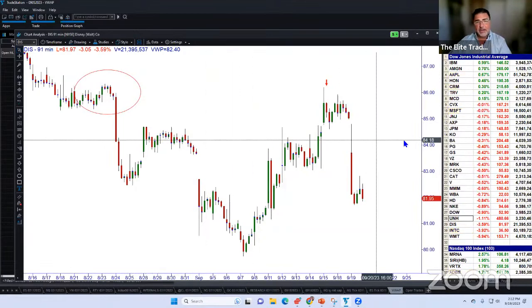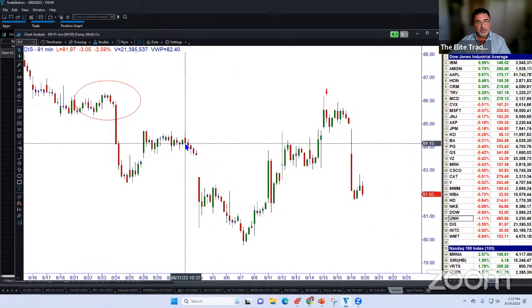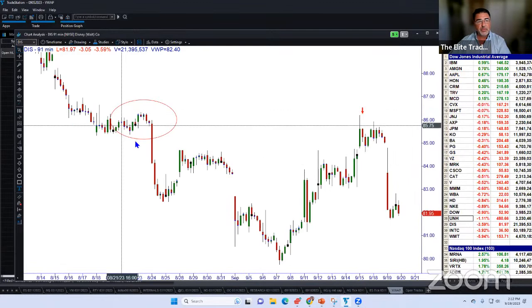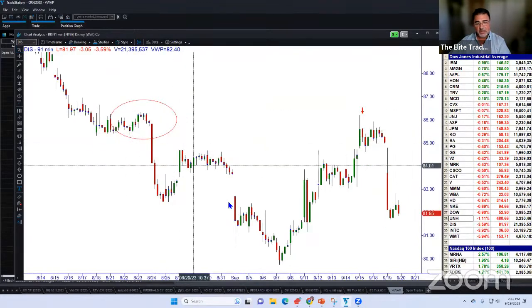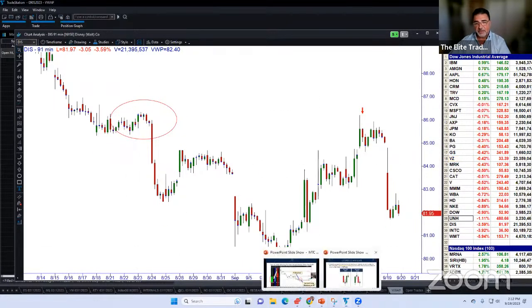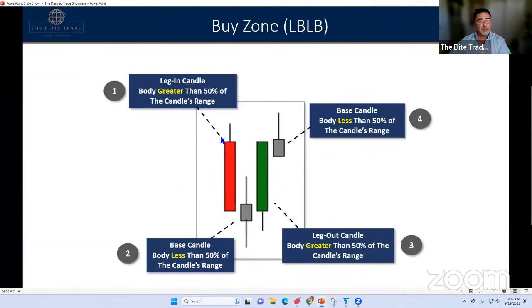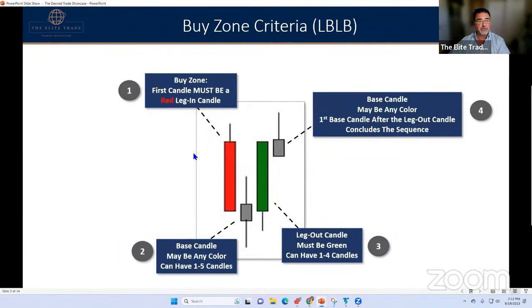When we're looking at this time frame or this chart, we're looking for the group of candles over here. Now, let me preface a couple of other things here. We're looking for that leg in, base, leg out, and base candle. Remember, for a base candle, the body is less than 50% of the range, and for a leg candle, the body is greater than 50% of the range.